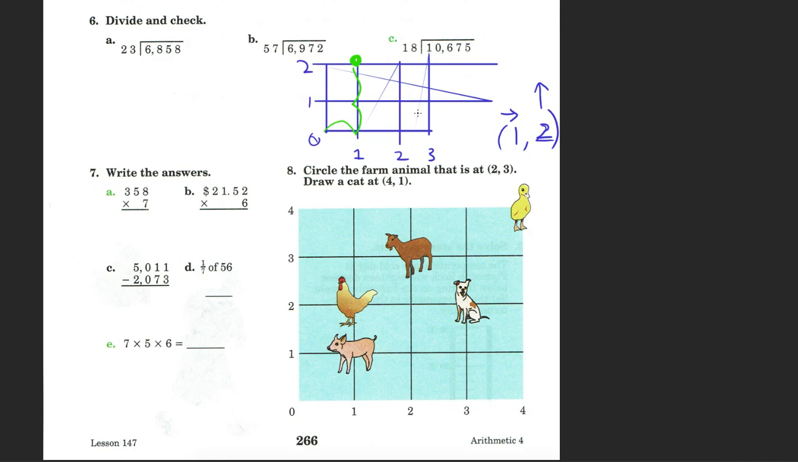All right. So circle the farm animal that is 2 and 3. They want you to jump to the right 2, and then go up 3. Circle the animal that you land on. Same thing for drawing a cat. Go to the right 4, and then go up 1.